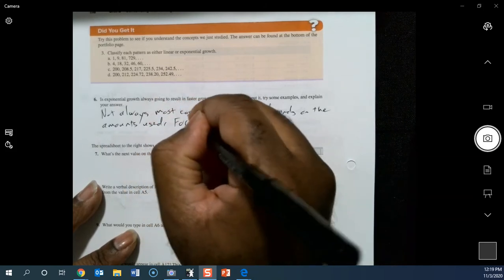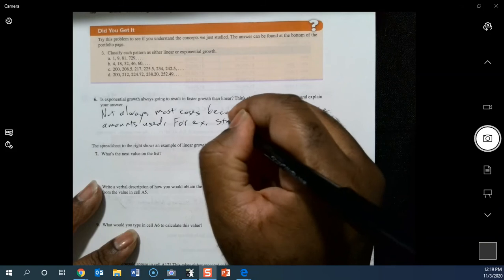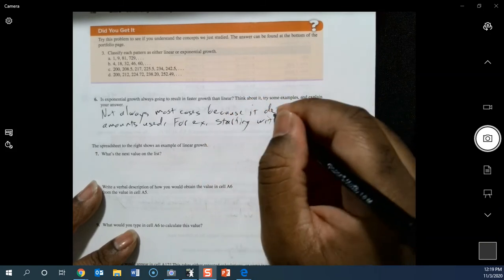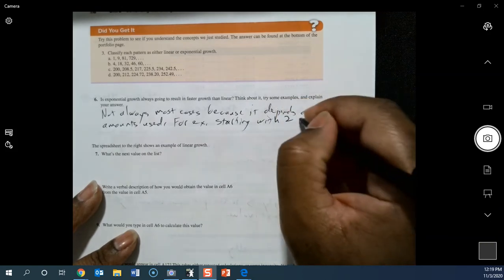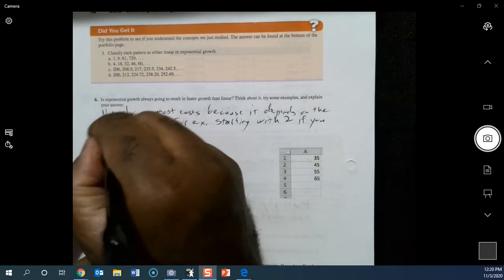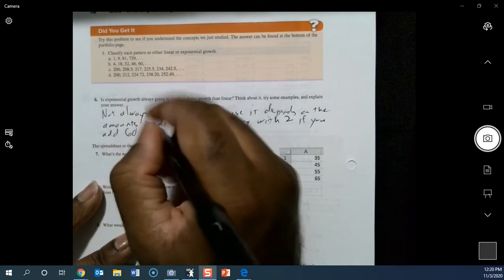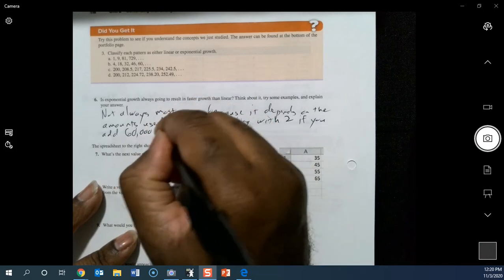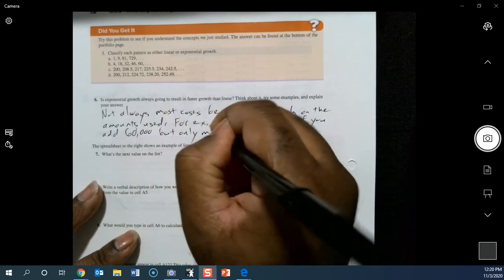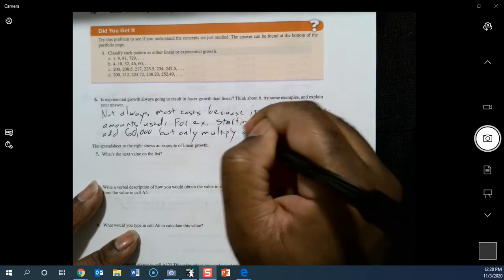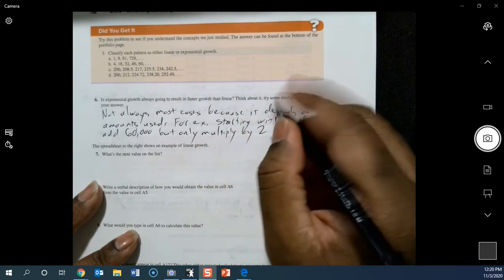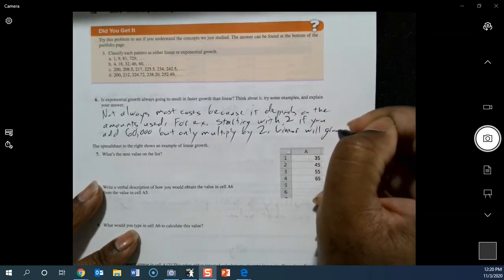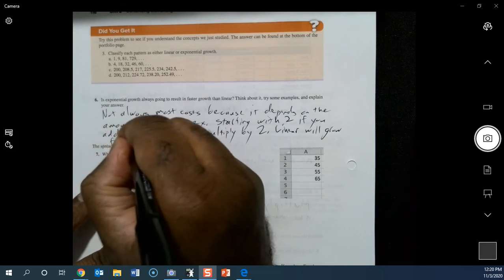For example, starting with 2, if you add 60, well, let's say 60,000. If you add 60,000, but only multiplying by 2, linear will grow faster initially.